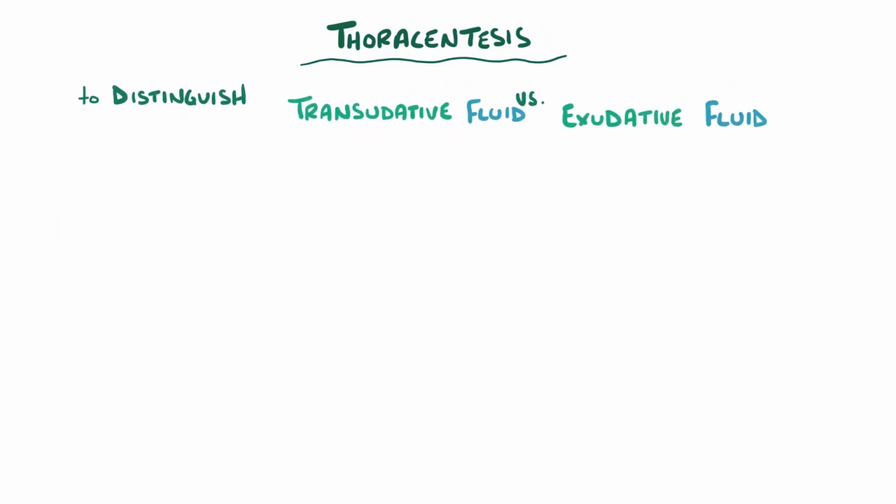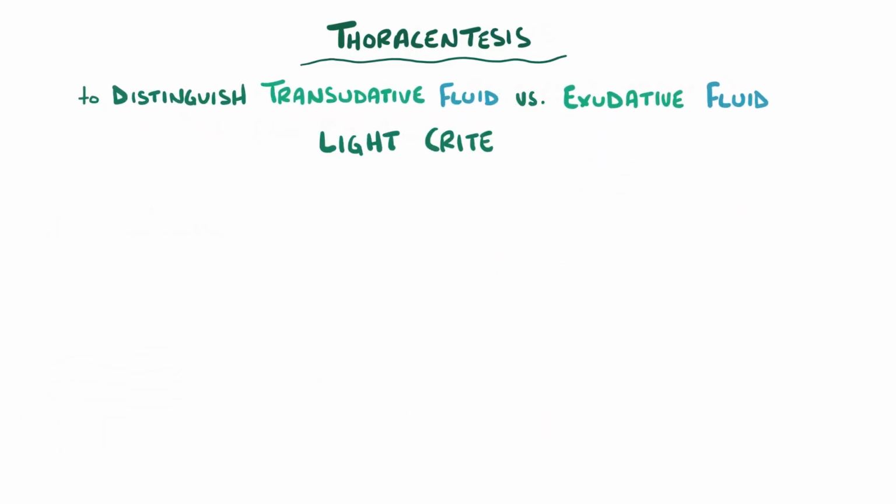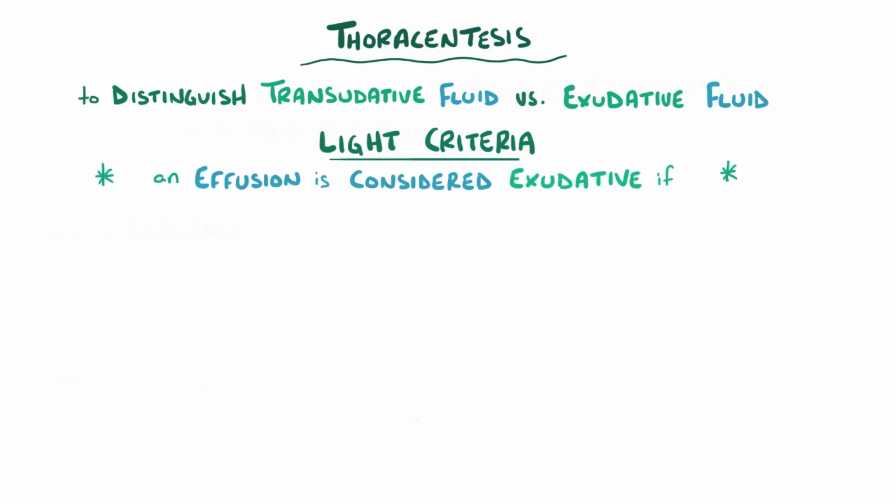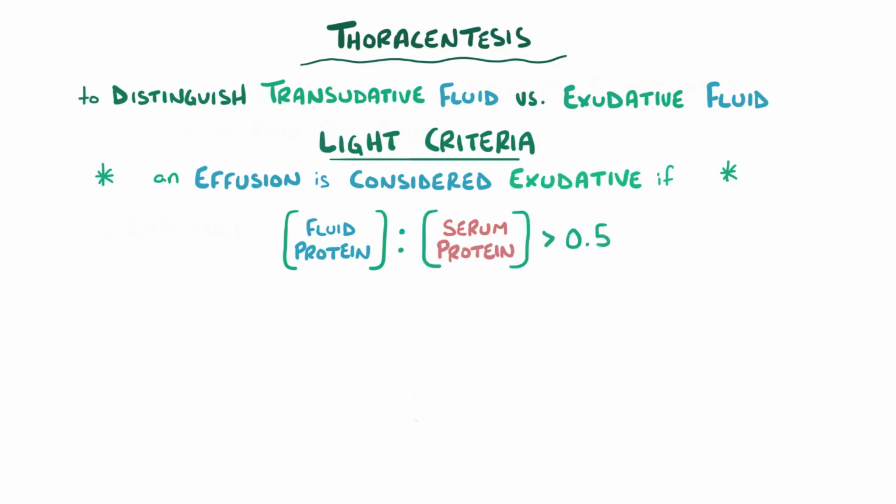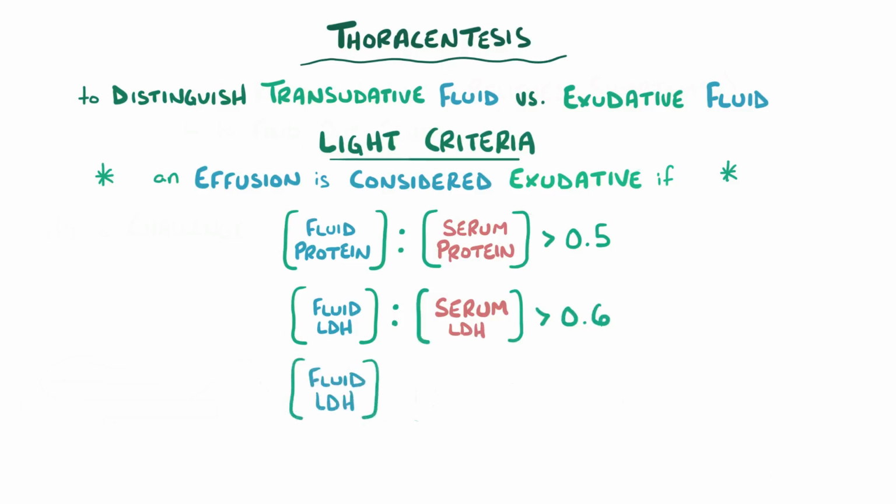To help with that distinction, there are criteria called the Light criteria. A pleural effusion is considered exudative if the ratio of pleural fluid protein to serum protein is greater than 0.5, the ratio of pleural fluid LDH to serum LDH is greater than 0.6, or if the LDH in the pleural fluid is more than 2/3 the upper limit of normal levels in the serum.